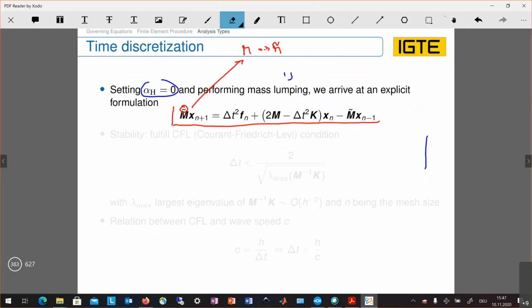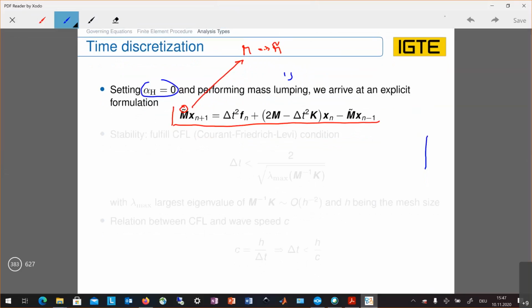Okay, my new PDF viewer has some problems with it. Anyway, I try to rewrite it. So this M tilde I is nothing else as the sum over J of Mij, which means you just sum up for each row all the entries and put this on the diagonal, and you set all other values to 0, which means this then becomes a diagonal matrix.